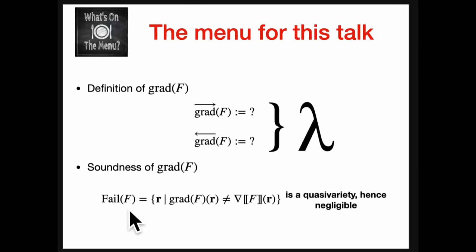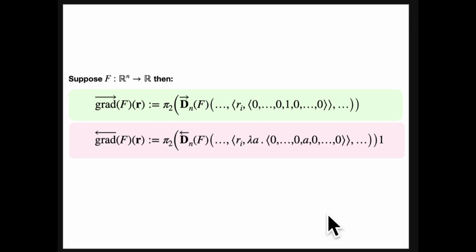In the second part of the talk, we focus on soundness, and our main theorem is that AD might go wrong, but this set of errors, that is the vectors where grad f might compute something different from the gradient of f, is actually negligible, meaning that it is of Lebesgue measure 0. So let us start with the first part of the talk.